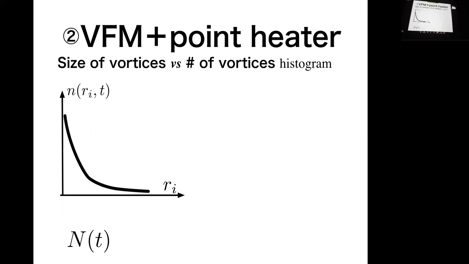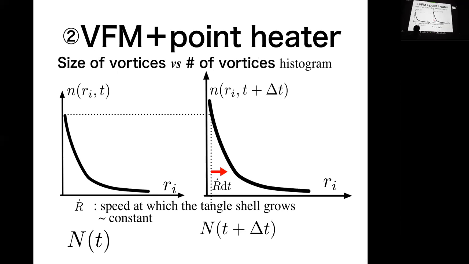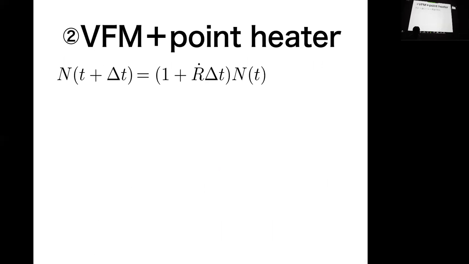The total number of vortices at some time t can be obtained by integrating this curve. And at time t plus delta t, we have something like this. But basically, it's shifted by r dot dt. This quantity can be calculated from the simulation, and it is the speed at which the tangle shell grows, and it is nearly constant. What it means is that we can expand this term like this. So we have this thing.